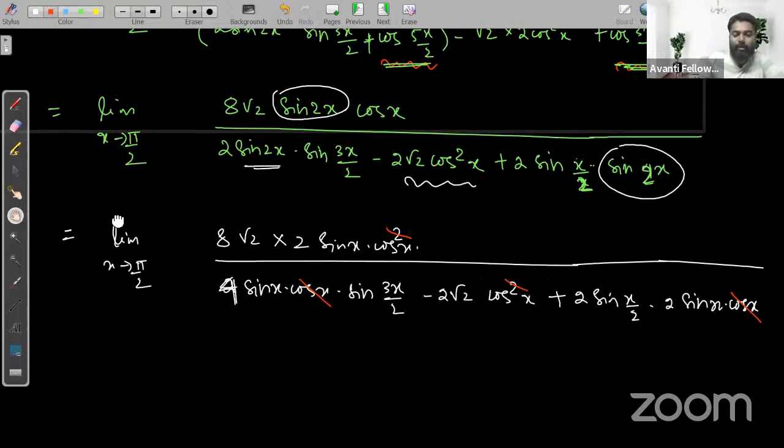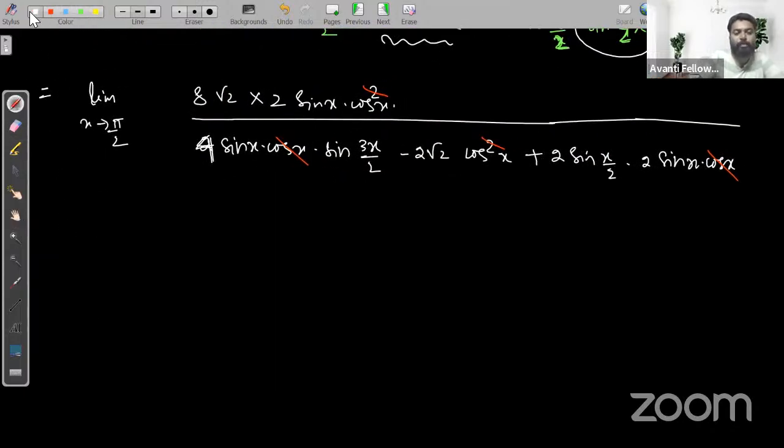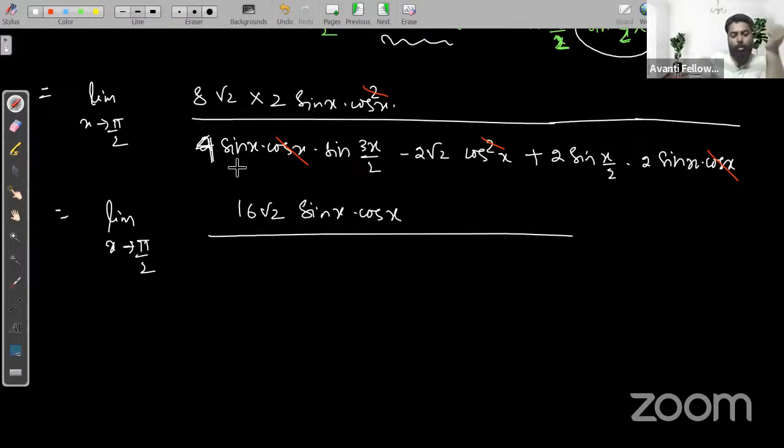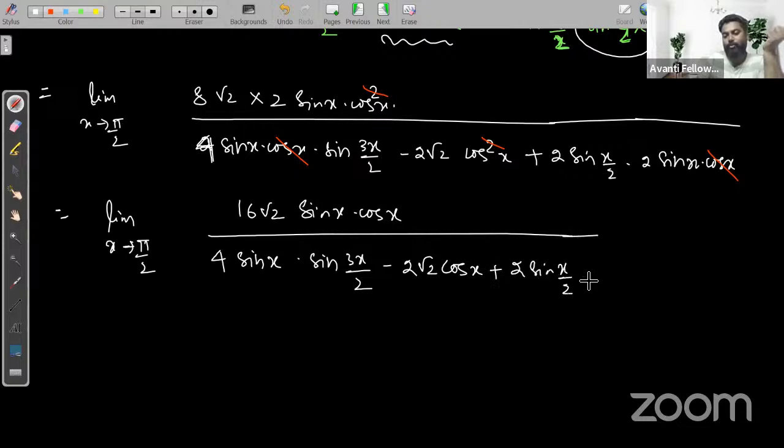So what we are having till now, right? Limit x tending to pi by 2, in the numerator we have 16 root 2 sine x into cos x whole divided by 4 sine of x into sine of 3x by 2 minus 2 root 2 cos x plus 2 sine of x by 2 into 2 sine, sorry, 4 sine of x by 2 into sine of x, is it or not?